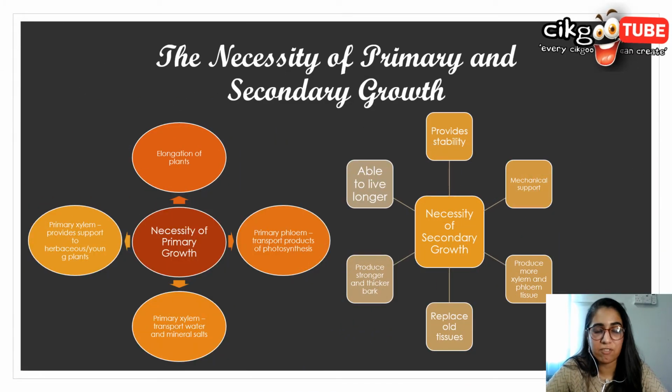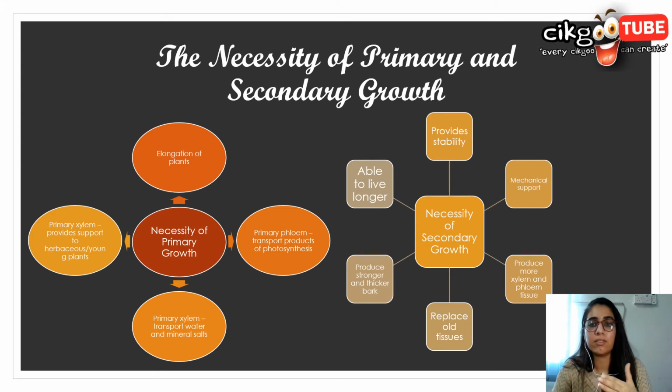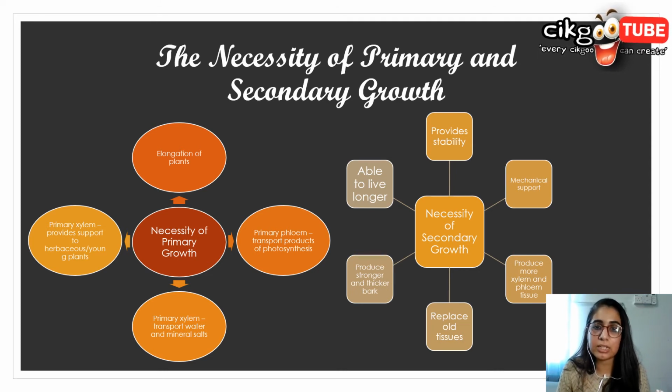Now the necessity of primary and secondary growth. Primary growth is very important for cell elongation. The primary xylem and primary phloem are also important to carry out their specific functions. Xylem, we know, transports water and minerals, and also supports the herbaceous and young plants so that they don't fall over, not being flexible and all that. So it needs the xylem, and phloem transports all the nutrients, the products of photosynthesis. So they need that.